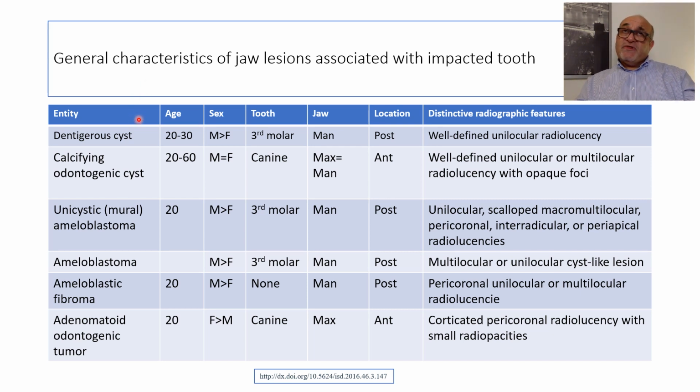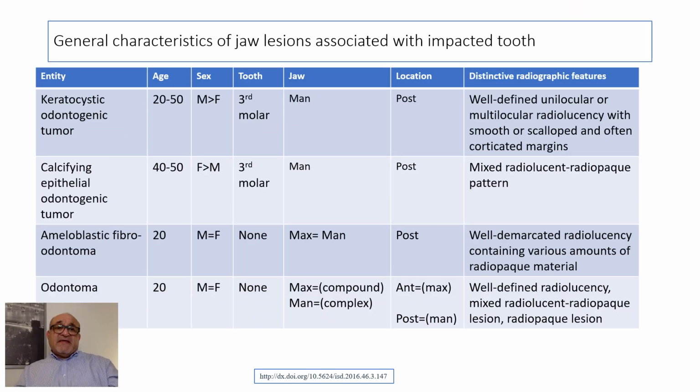frequency, start with the dentigerous cyst, calcifying odontogenic cyst, the unicystic or mural ameloblastoma, ameloblastic fibroma, adenomatoid odontogenic tumor, and they have also recognized the keratocystic odontogenic tumor, calcifying epithelial odontogenic tumor, ameloblastic fibro-odontoma, and odontoma proper.